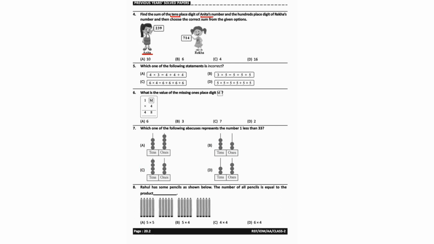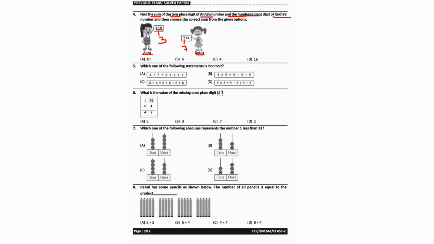This is the girl whose name is Anita. Her number is 239. If you just take the tens place, the number shall be 3. You know, ones, tens, hundreds, ones, tens, hundreds. So tens is the number in the middle, hence 3. And hundreds place of Rekha's number. She's Rekha. What is in the number she is holding? What is the digit at hundreds place? 7.